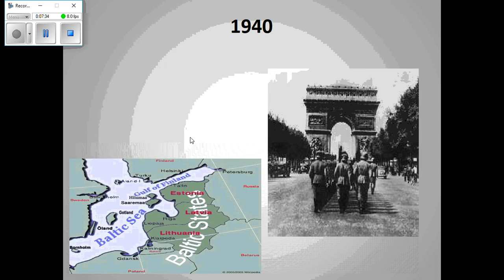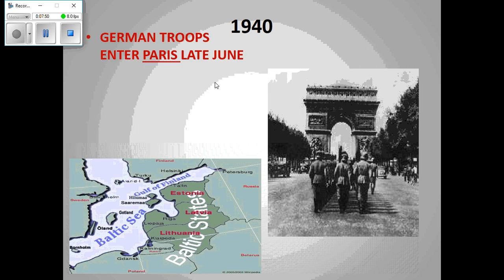All right. Now, shortly after the British evacuate at Dunkirk, the French have no answer, and the Germans are going to march right into Paris. This is a picture of the German army marching through the Arc de Triomphe. All right. And so you can see early 1940, the Germans take Paris.